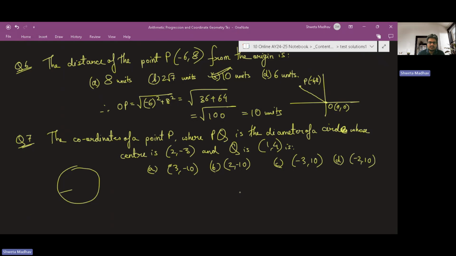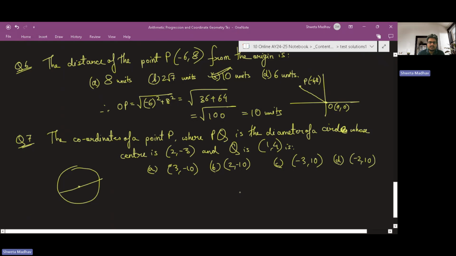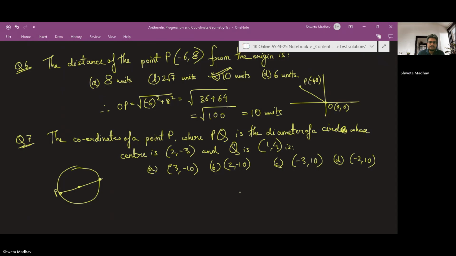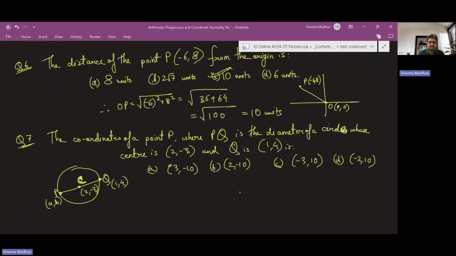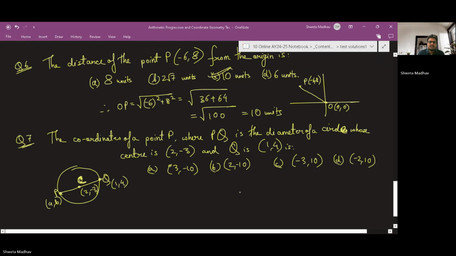As we know, the center is the midpoint of the endpoints of the diameter. So if we take the diameter PQ and the center is C, then C will be the midpoint of P and Q. Q is given as (1, 4), and point P, let's say we take it as (A, B), and the center is given as (2, -3). So the midpoint of P and Q is the center.